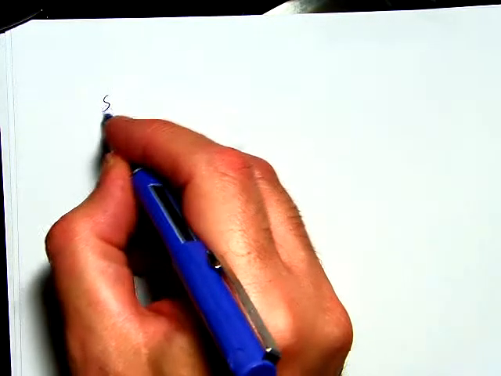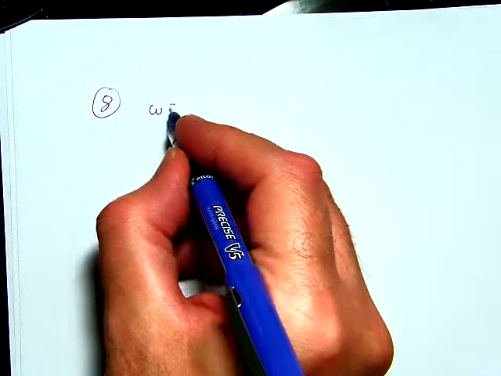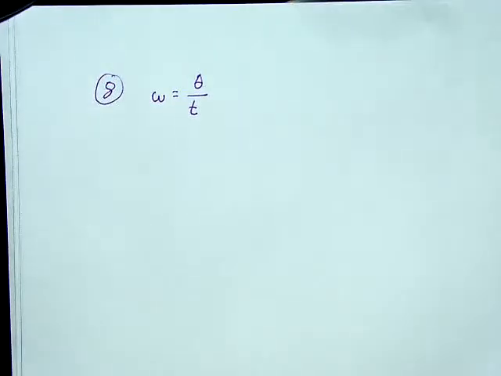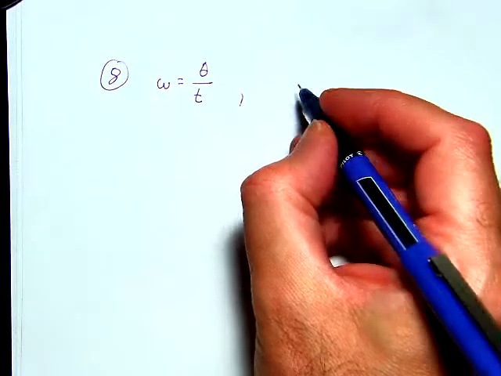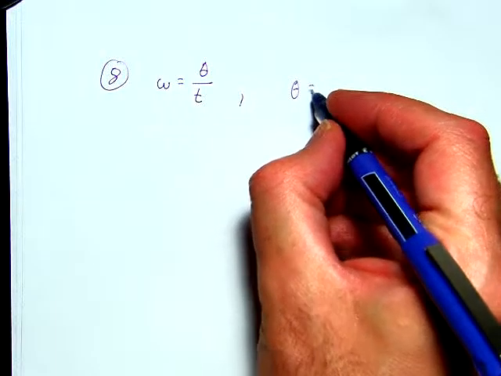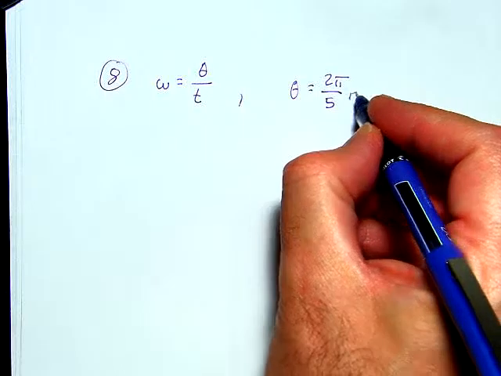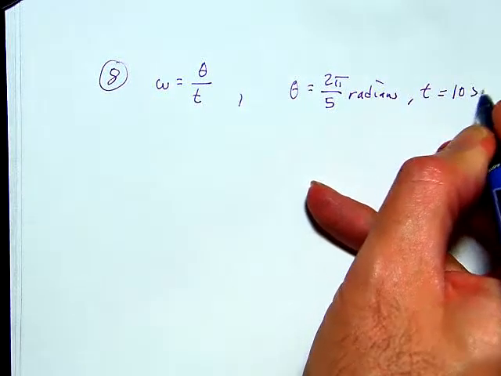Okay, the next question is question number 8. It says use the formula omega equals theta over t to find the value of the missing variable. This is very straightforward because we're given the formula and we're given that the angle is theta equals 2 pi over 5 radians and the time is equal to 10 seconds.